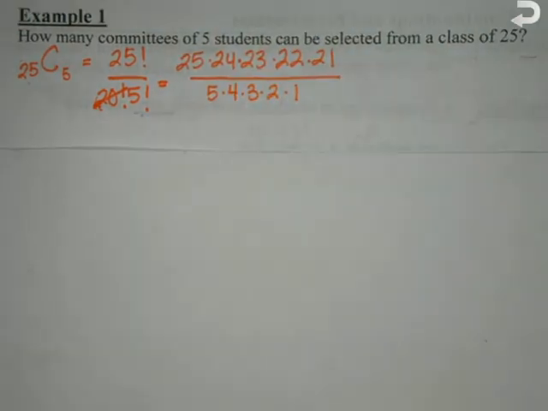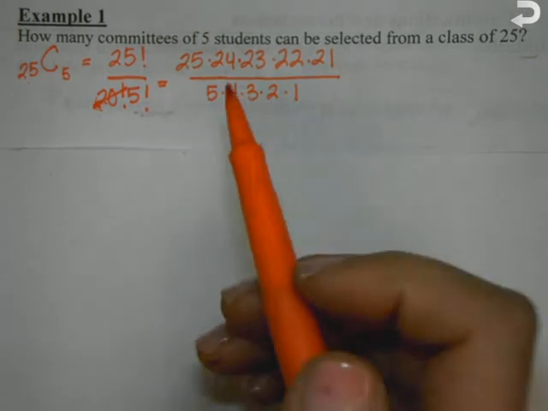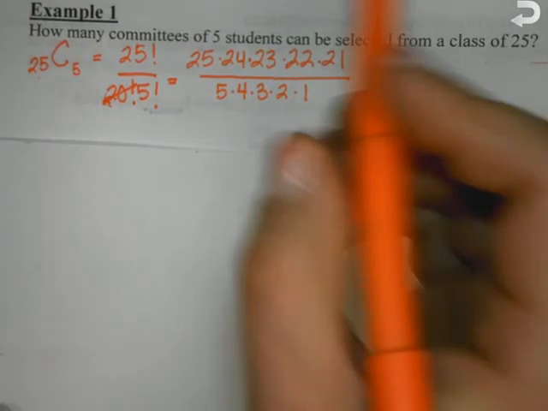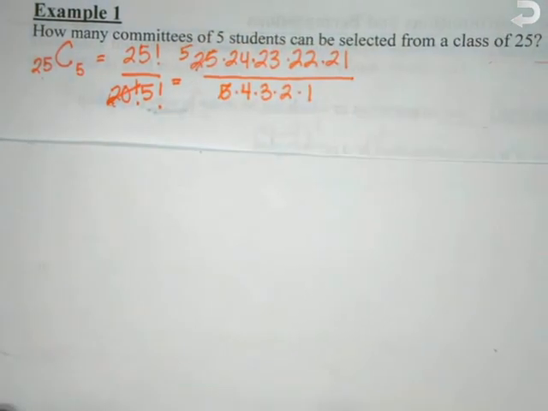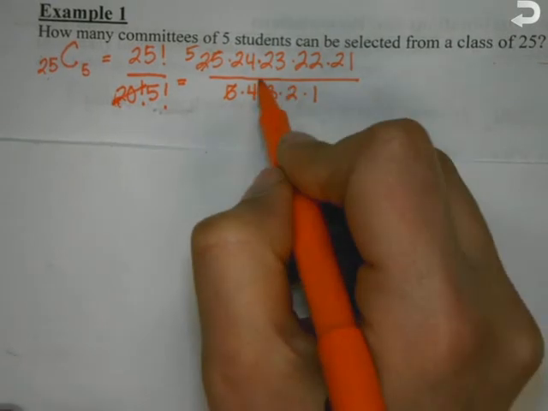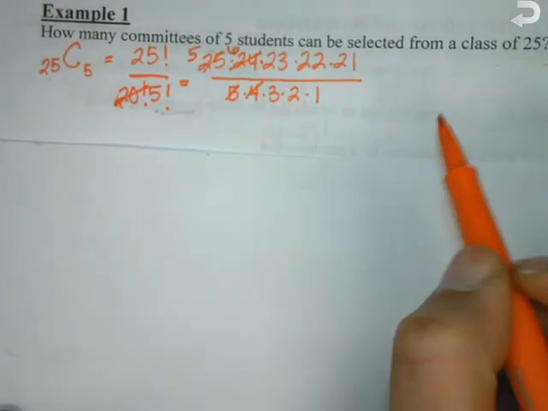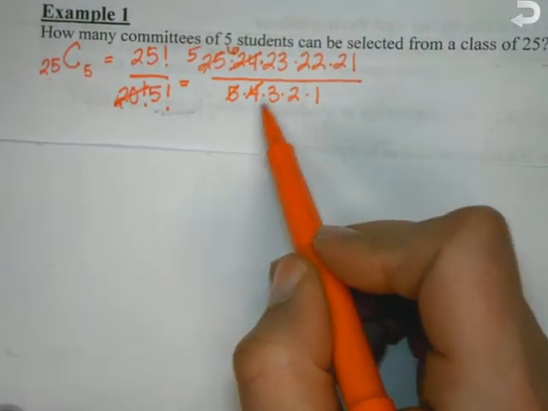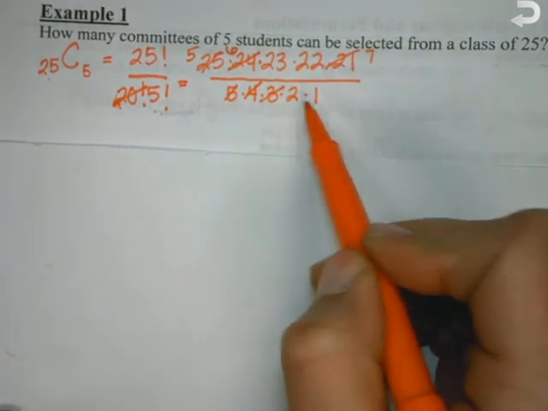5 goes into 25 5 times. 4 goes into 24 6. 3 goes into 21 7 times. And 2 goes into 22 11. So we are left with, I'm just going to rewrite this all out.